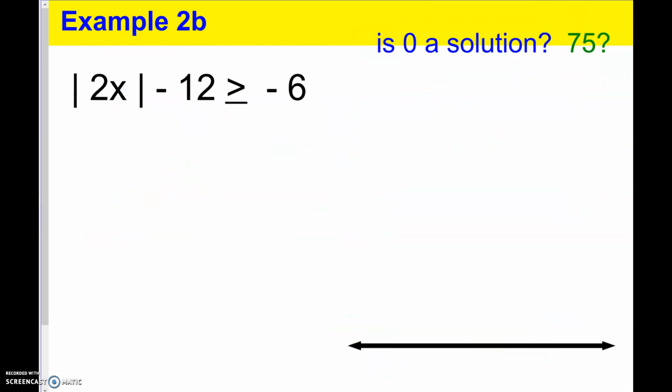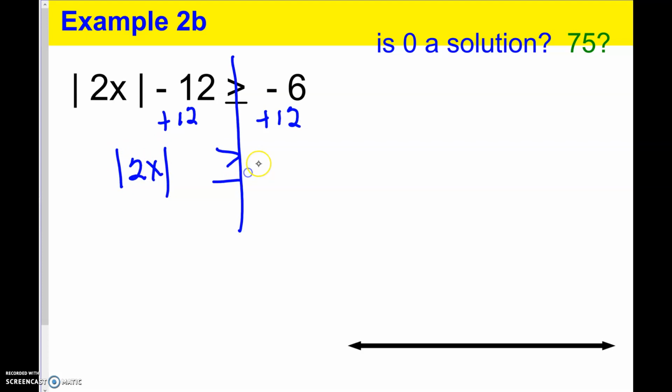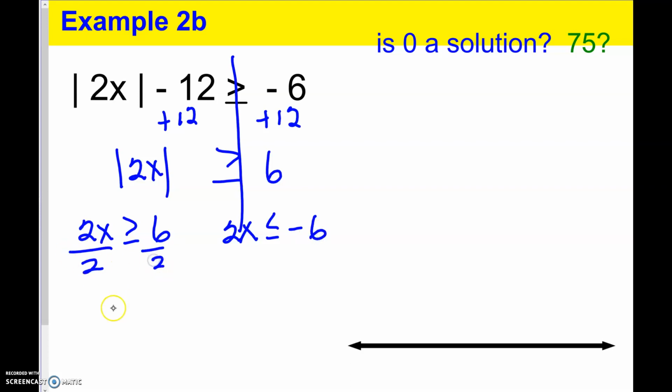Okay, last problem here. So looks like we have to move this 12 first before we do anything else. So we have the absolute value of 2x greater than or equal to 6. So I'm going to set up my two cases. 2x is greater than or equal to 6. And the second case is going to be 2x is, remember we flip it, less than or equal to negative 6. So we're going to divide both sides by 2. So x is greater than or equal to 3.